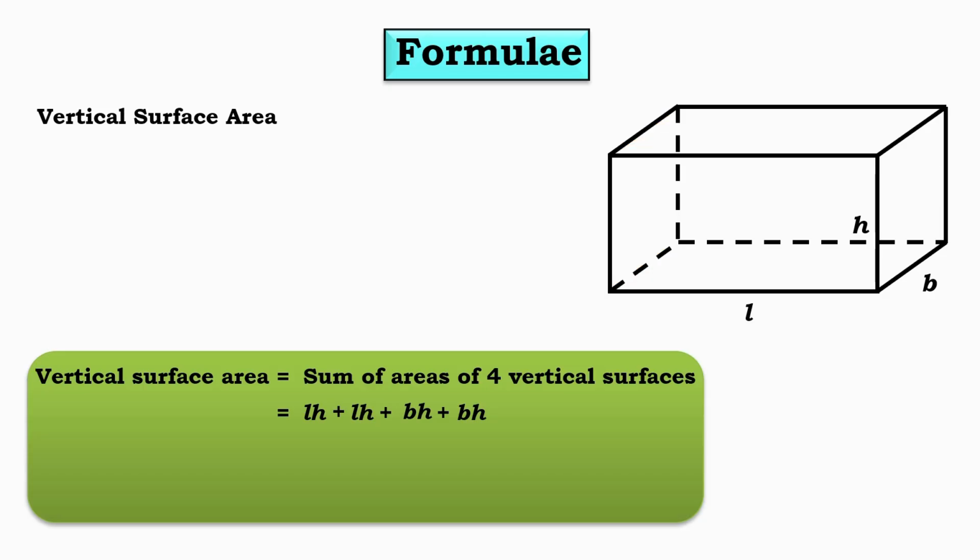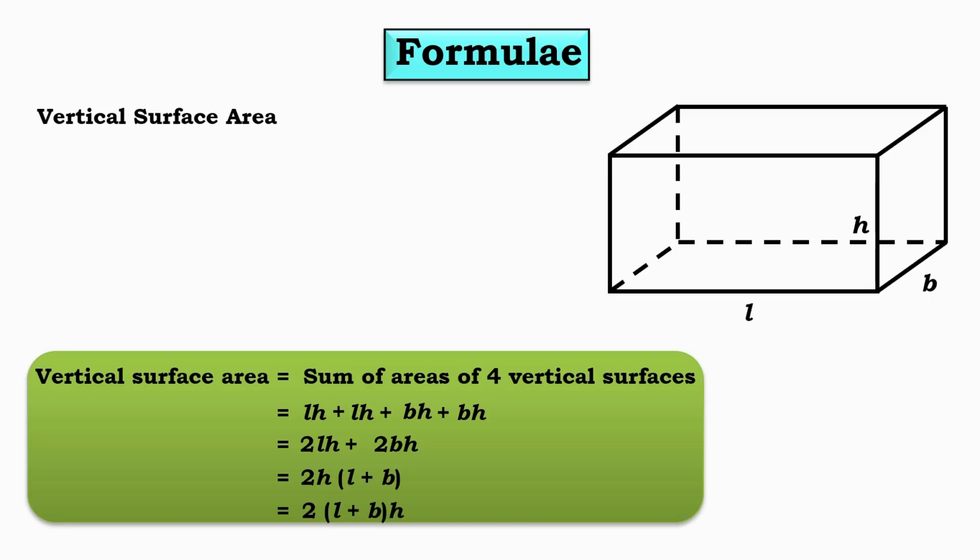Finally we got LH plus LH plus BH plus BH. Now there are 2 LH, so we write 2LH plus 2BH. Taking 2 as common, and H is also common, so if we take 2H common, we get L plus B in the bracket. So the vertical surface area is 2H into (L plus B).